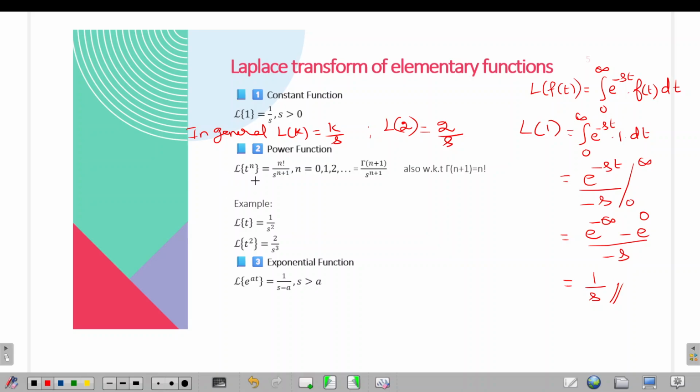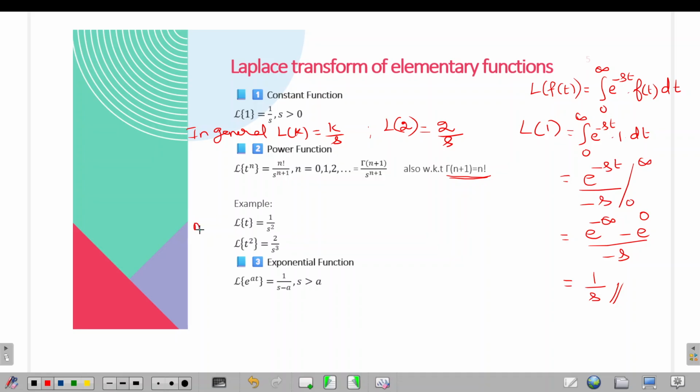Now let us learn about Laplace transform of the power function t to the power of n. L of t power n is equal to n factorial by s to the power of n plus 1, where n takes values 0, 1, 2, etc. And also it can be represented as gamma of n plus 1 by s to the power of n plus 1. As we know that gamma of n plus 1 is nothing else but n factorial.